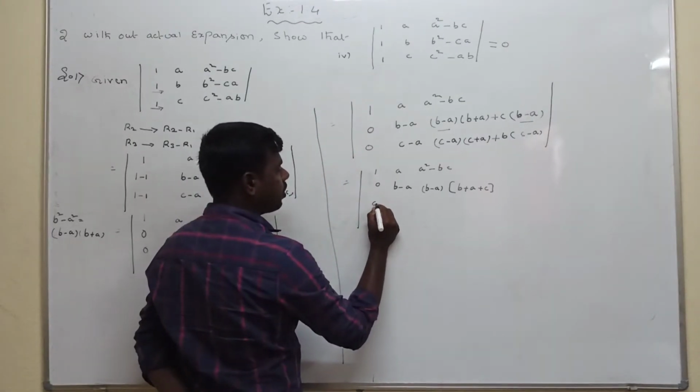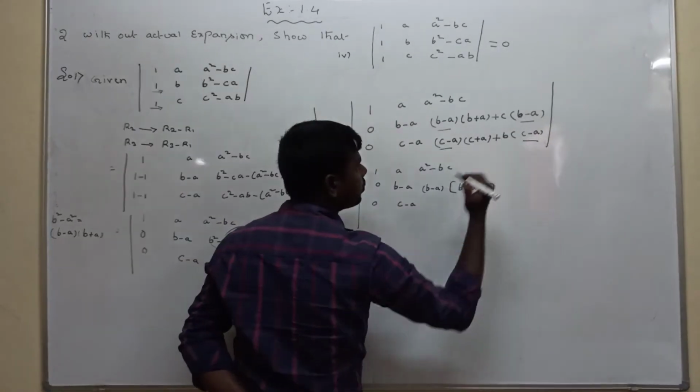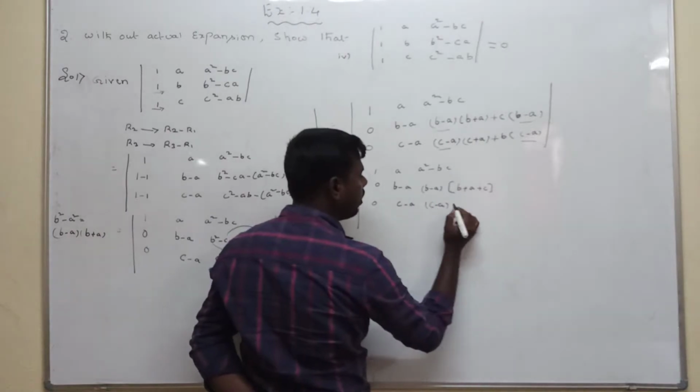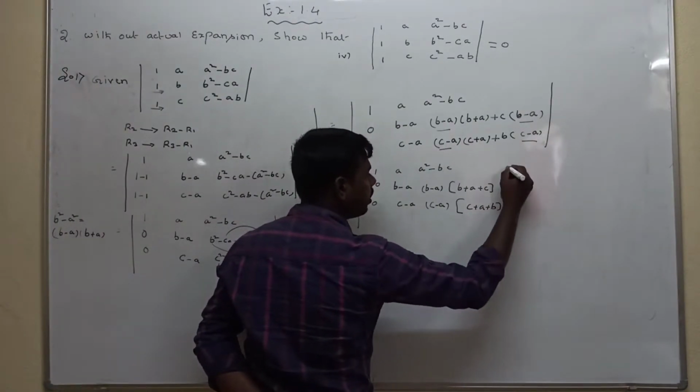Next, third row: 0, c minus a. In this, what is the common here, students? C minus a is the common, taking it outside. So the left of the elements is c plus a plus b.